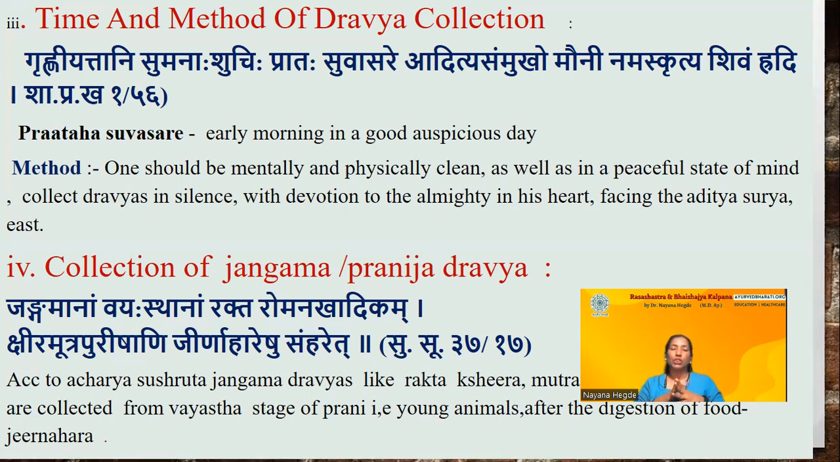And at what time should we collect? We should collect in the Jirnahara Avastha. Means the animal should be in a condition where the digestion is completed, whatever food that animal has consumed has completely got digested. In that avastha or in that stage, one should collect the pranija dravya, that is kshira, mutra, naka, roma, all these things.